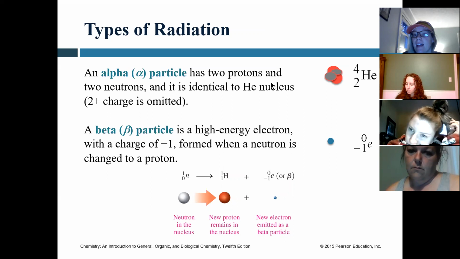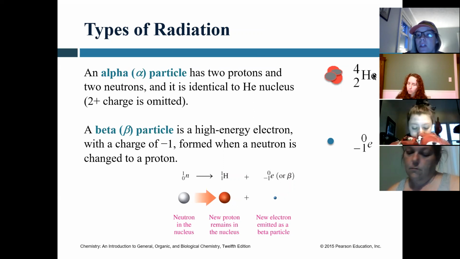Sometimes you'll see it written as just a helium nucleus because that's what it is, right? 2 protons is helium. So helium, symbol He, will have a 4 in the upper left-hand corner and a 2 in the lower left-hand corner. Again, this is a really clunky particle, so this isn't too invasive for biological systems. So if alpha particles are getting shot at you, usually you can deflect them with a lab coat or something like that.